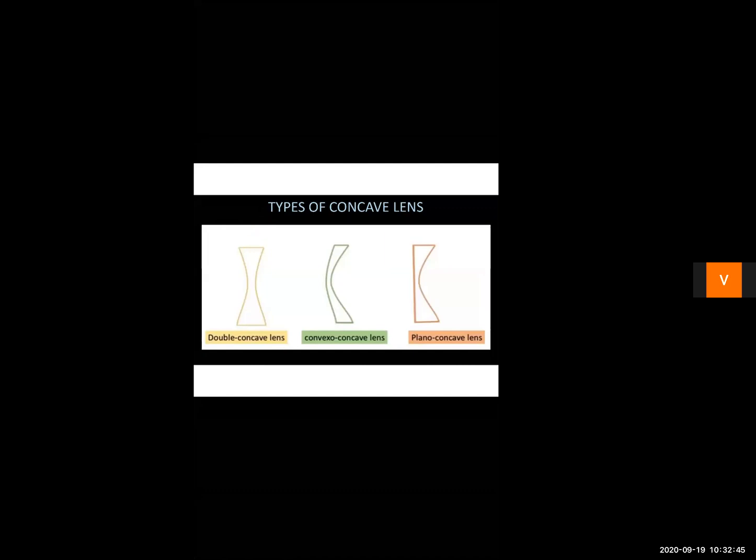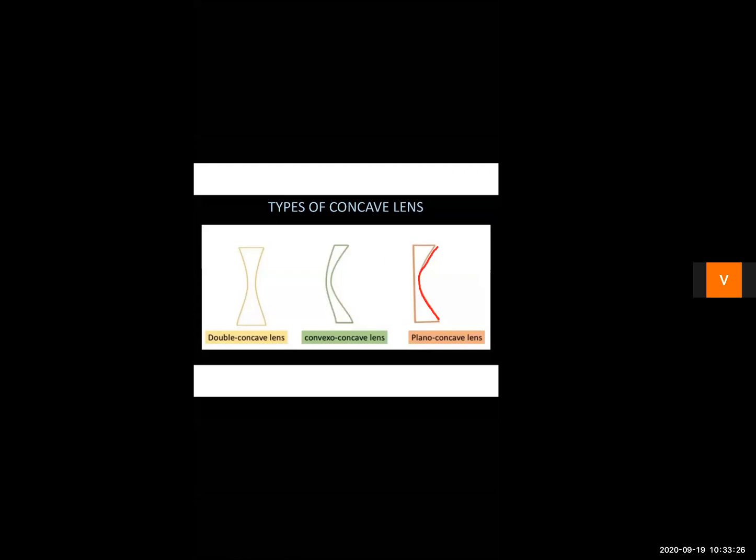The second type of concave lens is, here you can see that one surface is concave, but the other surface is convex. So this is a combination of concave and convex, right? But finally, in the middle it is thin and at the edges it is thick. So this is a type of concave lens, but it is known as convexo-concave lens, right beta?